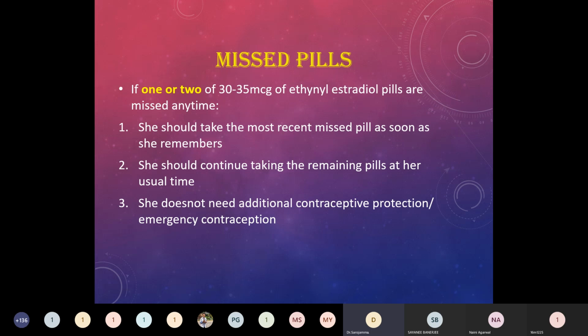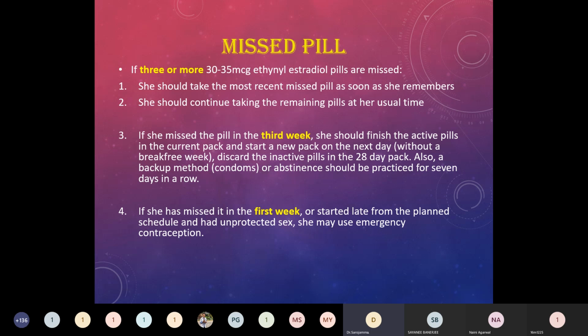If she has missed only 1 or 2, she need not use additional protection or emergency contraception. If she has missed 3 or more, definitely she needs additional contraception in the form of barrier methods or emergency contraception. She should take the most recent missed pill as soon as she remembers, and she should continue to take the remaining pills at her usual time.